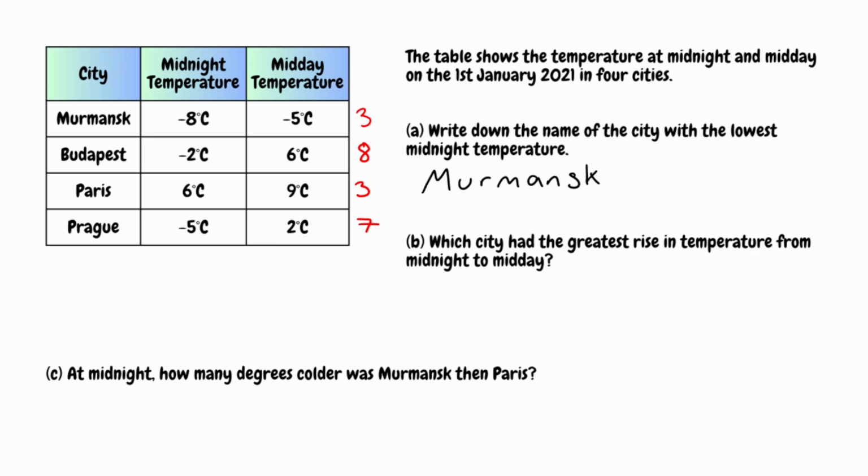So looking back at what we've just figured out, both Murmansk and Paris rose by 3 degrees from midnight to midday. Prague rose by 7 degrees, and the city that had the greatest rise in temperature was actually Budapest with 8 degrees. That would be our answer for part B.